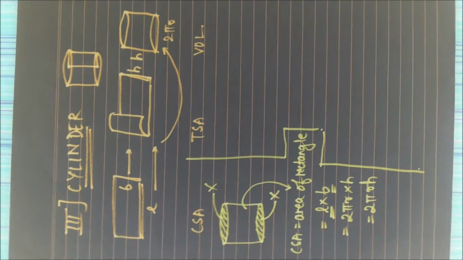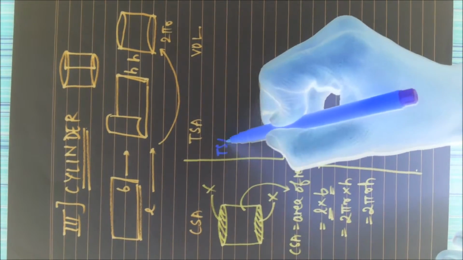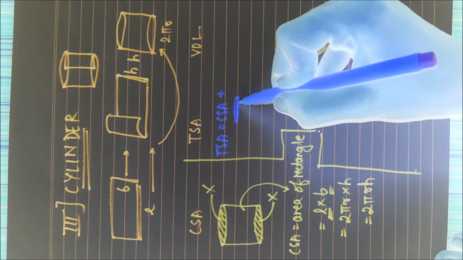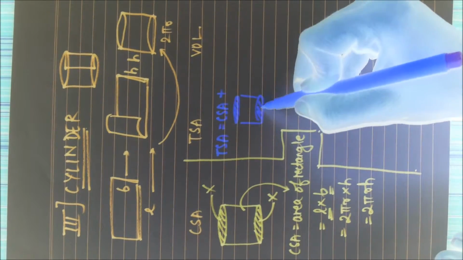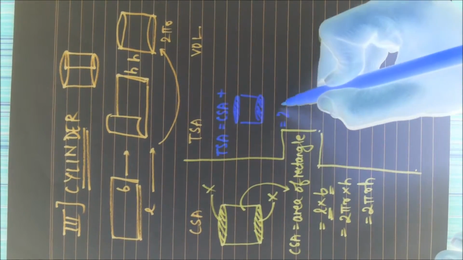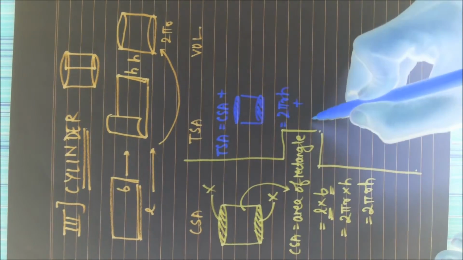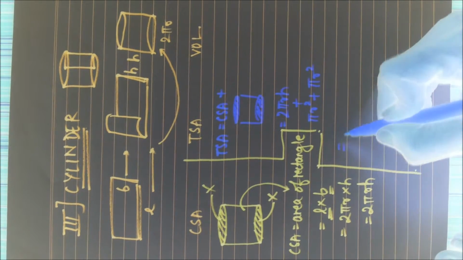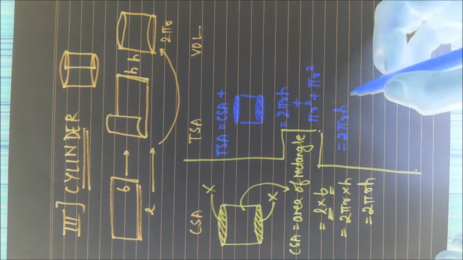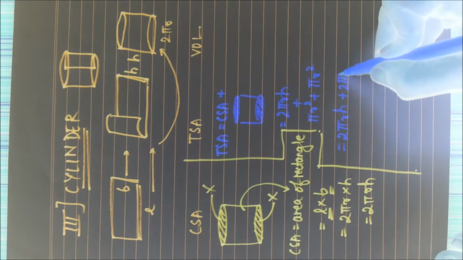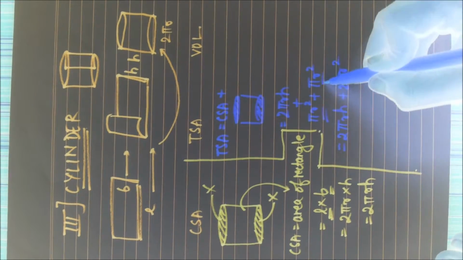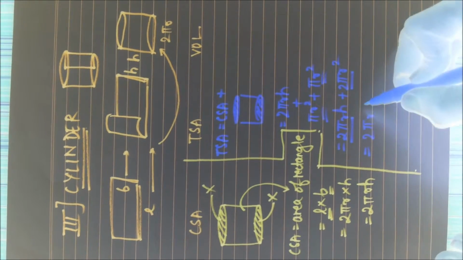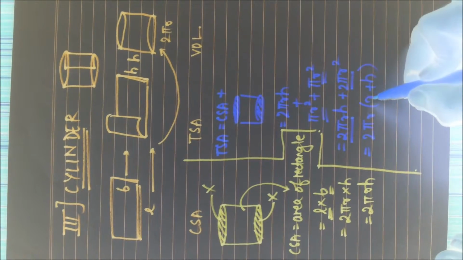Now total surface area of the cylinder. Total surface area will include the CSA of the cylinder as well as the top circular portion and bottom circular portion. The area of the top circular portion is pi r square, that is the area of a circle. Same for the bottom circular portion, that is pi r square. So total surface area is equal to 2 pi r h plus pi r square plus pi r square. That is 2 pi r h plus 2 pi r square. Now if we take out common, we see that 2 pi r is common in both the terms. So total surface area comes out to be 2 pi r (h plus r).